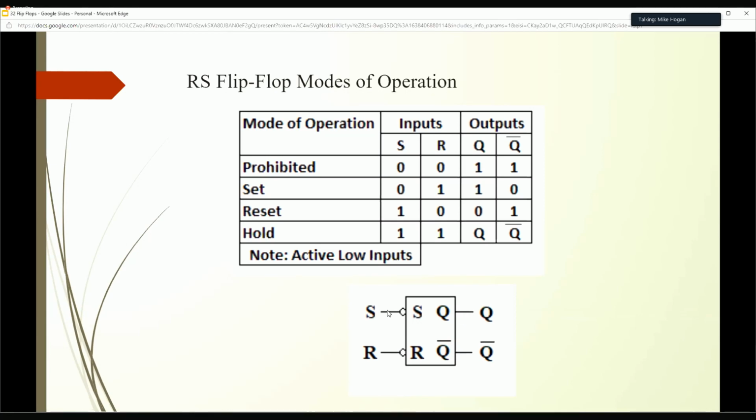I'm either going to have an active low set, give me a 1 on Q, an active low reset, which is going to give me a 0 on Q, both ones, which is going to give me a hold, whatever state I had before, I'm just going to hold. And then the prohibited state of both being active, which I want to avoid.